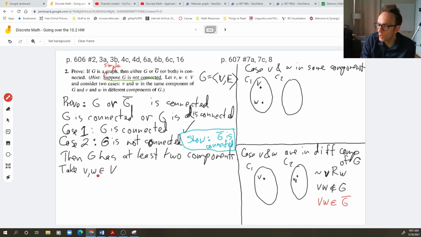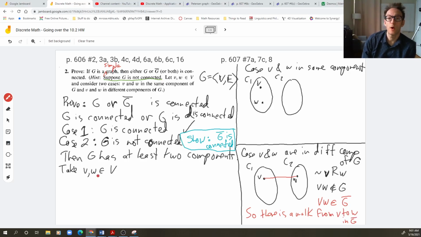Worst and most long-winded explanation ever. Anyway, there it is. I connect, and am I just done? I'm just done, right? What have I just shown? I'm done with this case. So there is a walk from V to W in G complement.